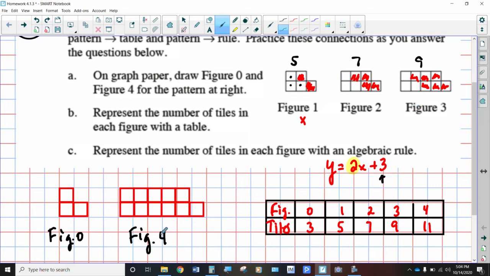So the 4th figure has added a total of 8 onto the original 3. 1, 2, 3, 4, 5, 6, 7, 8. And so this ends up being the rule that fits for this particular situation. Y equals 2x plus 3. So now I can tell you how many tiles will be in the 50th figure and the 24th figure, or I could tell you which figure has 83 tiles in it, just by using this rule and using our algebraic reasoning.